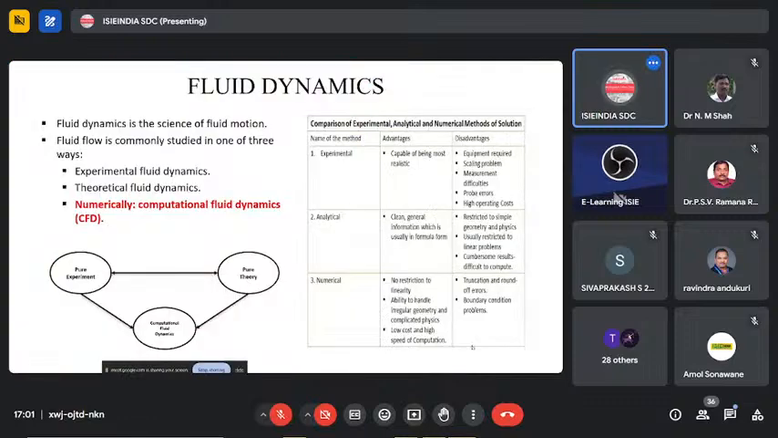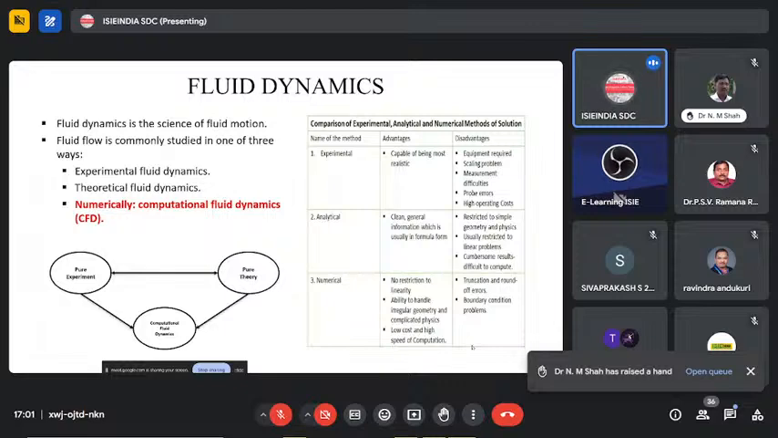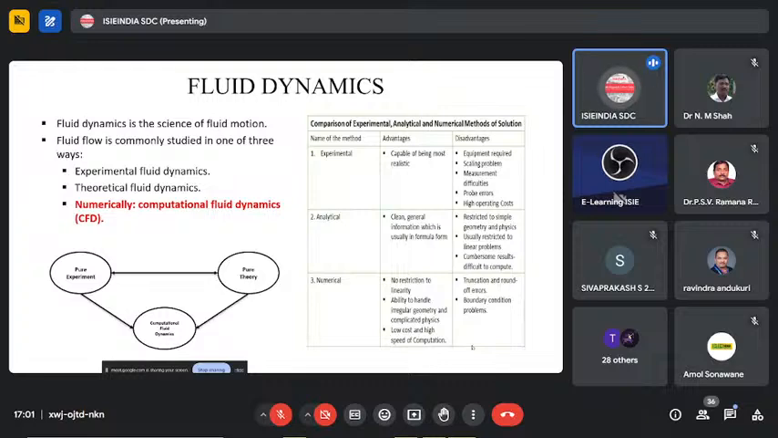Okay, so before going to understand what CFD is, it is very important to know what fluid dynamics is. Fluid dynamics is basically a branch of science that studies how fluids like air or water move in real life. We can study fluid flow in three main ways: the experimental way, the theoretical way, or we can use computational fluid dynamics as well.